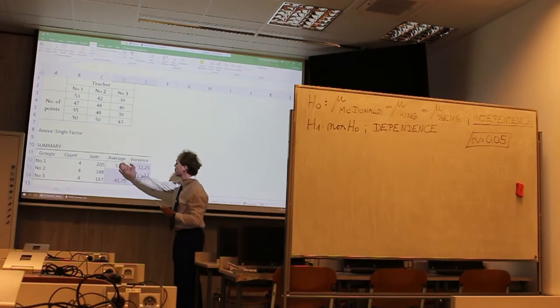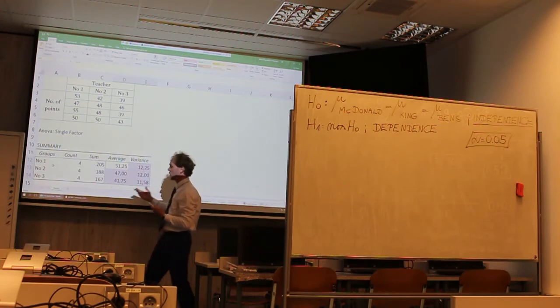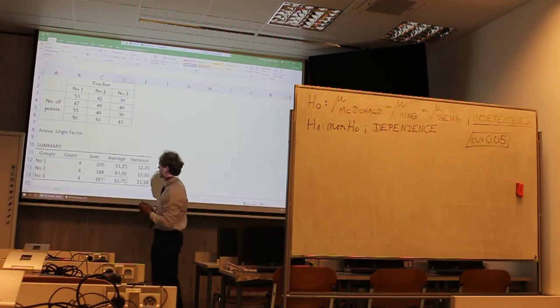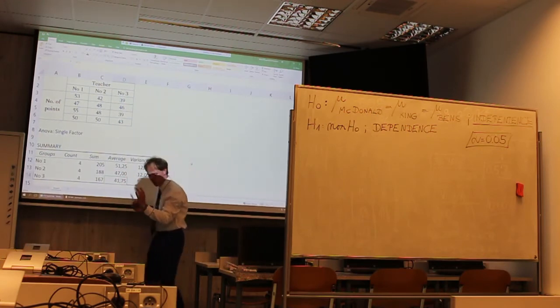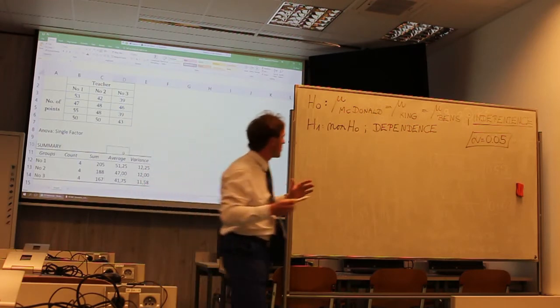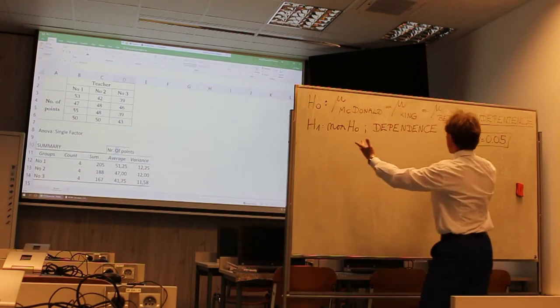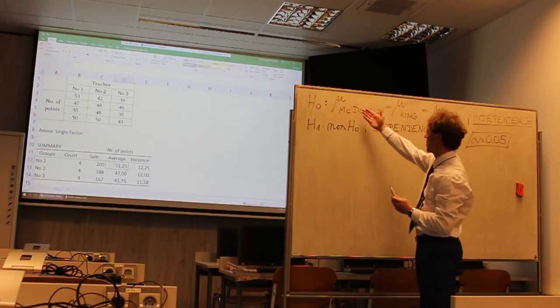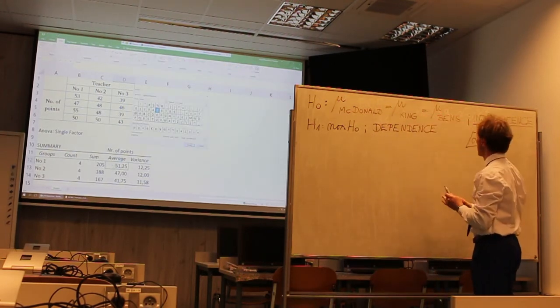Individual averages for particular teachers: Mr. McDonald, Mr. King, and Mr. Benz. You can see that there is difference between averages. This method ANOVA has in its zero hypothesis equality of means. Mu of Mr. McDonald is equal to mu of Mr. King, and this is equal to mu of Mr. Benz.